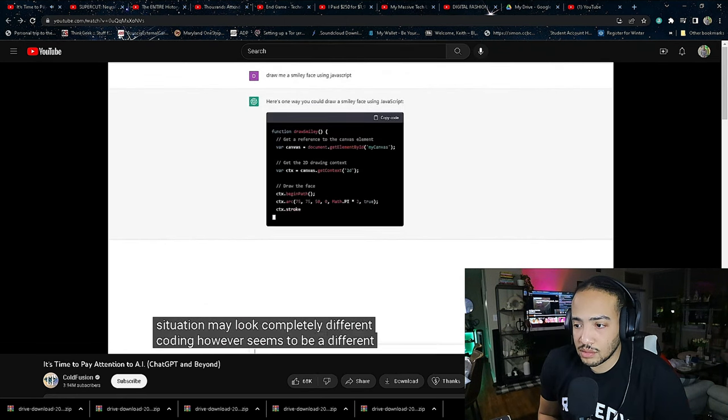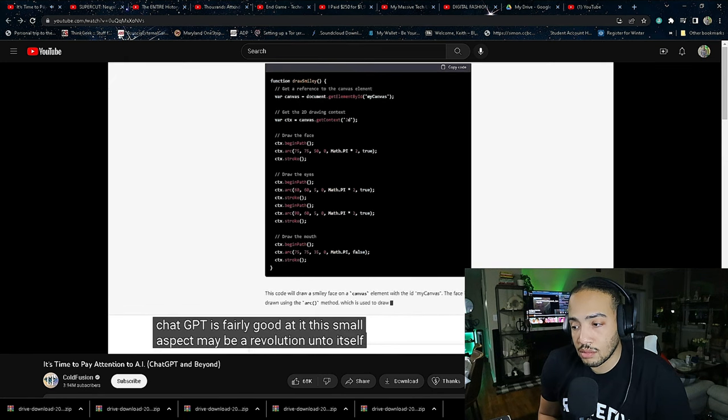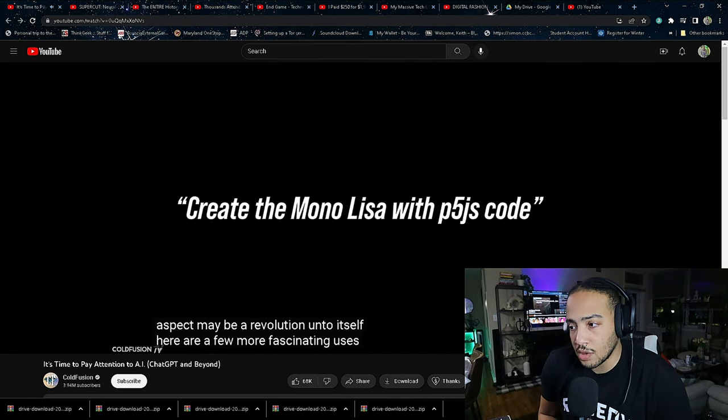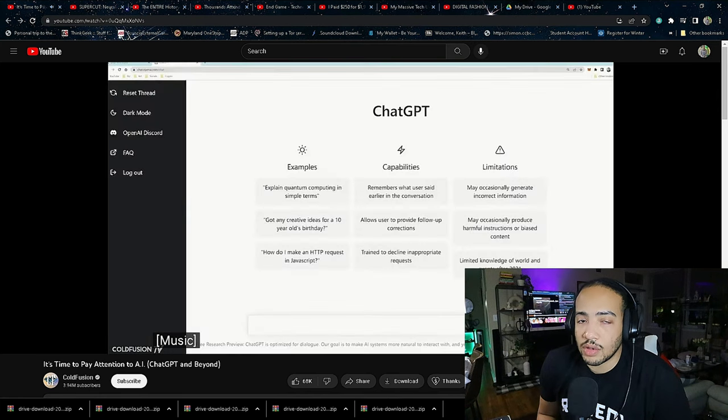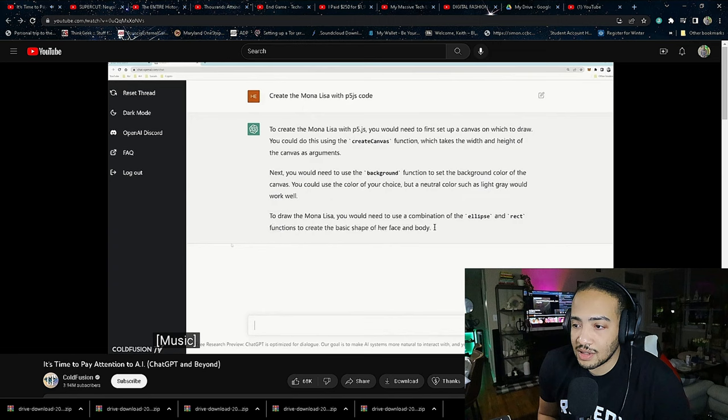Coding, however, seems to be a different story. ChatGPT is fairly good at it. This small aspect may be a revolution unto itself. Here are a few more fascinating uses. Yeah, you're literally asking a robot to do robot stuff. Of course it's good at it.